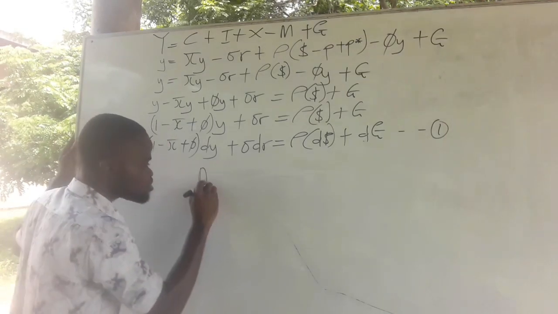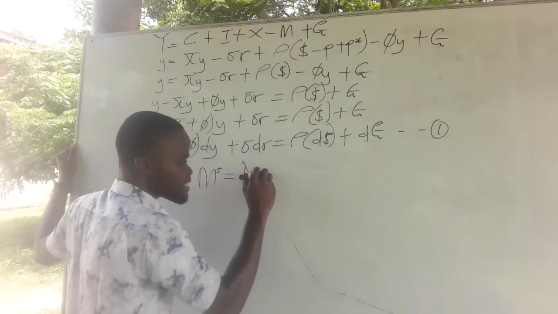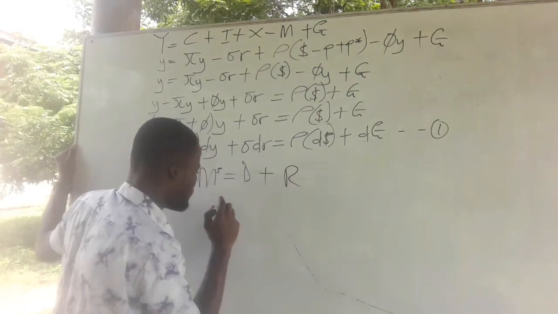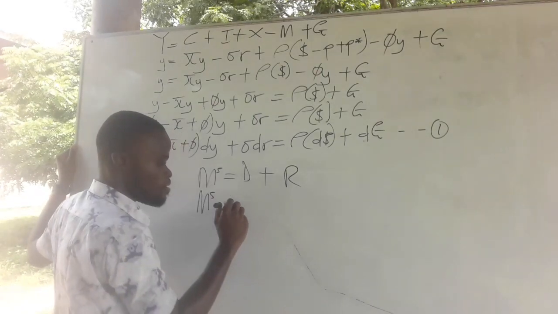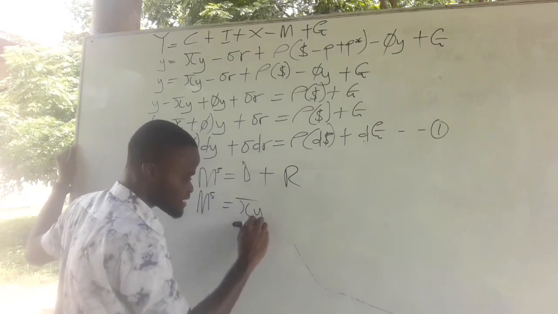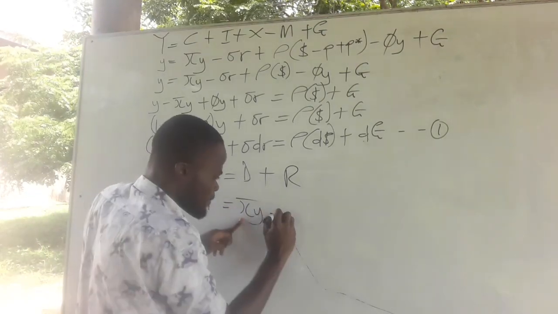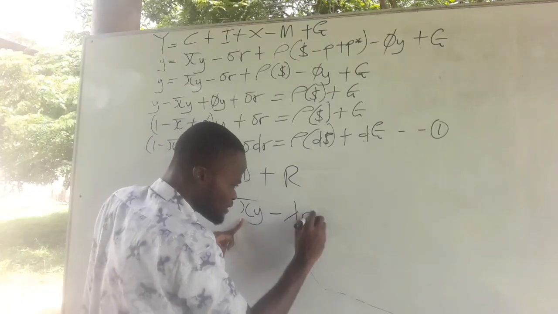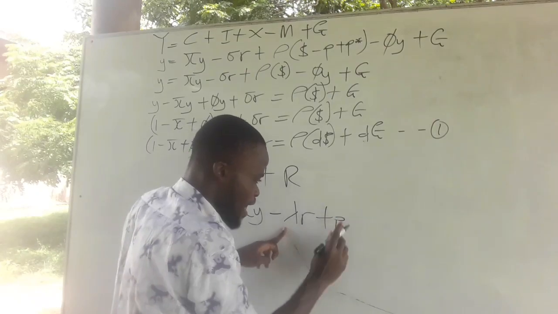Now we know that money supply is equal to domestic credit plus foreign exchange reserve. We also understand that money supply is equal to our transactional demand for money, which is dependent on income, minus our speculative demand for money, which is dependent on interest rates, plus the domestic price level.